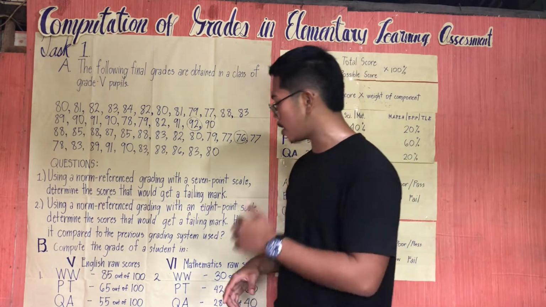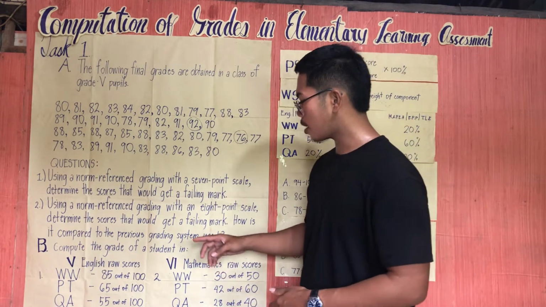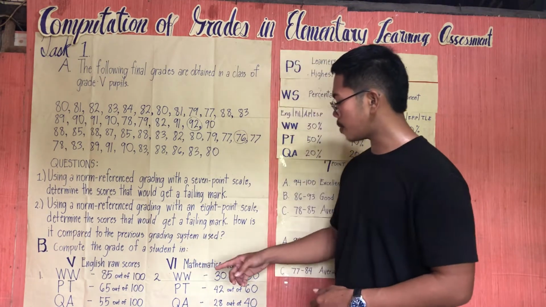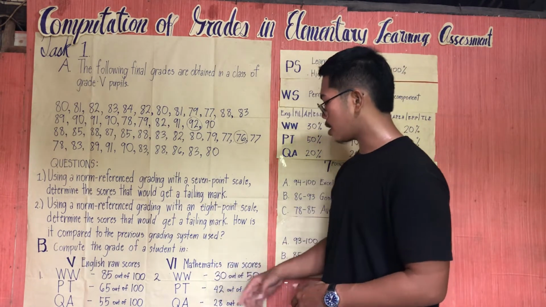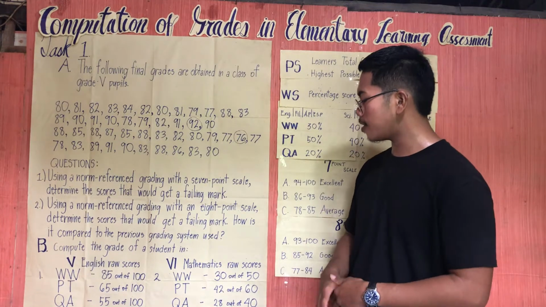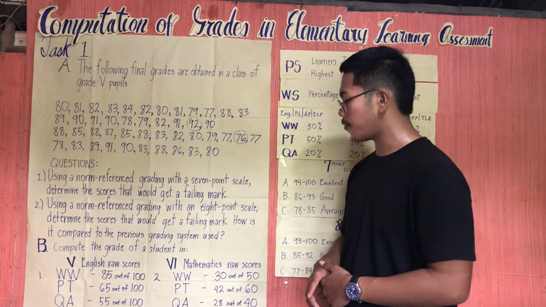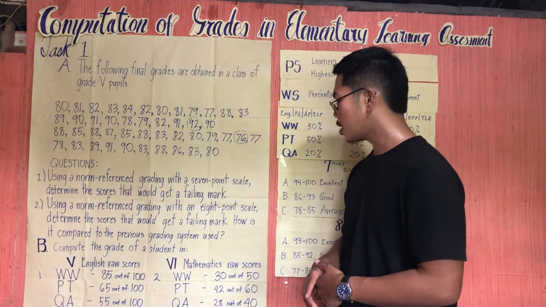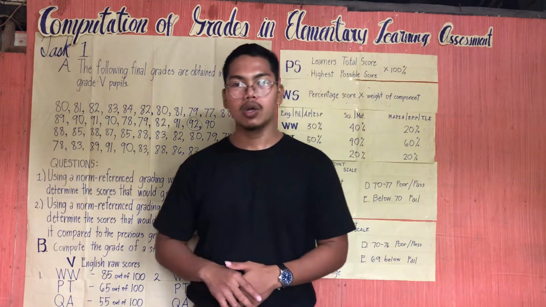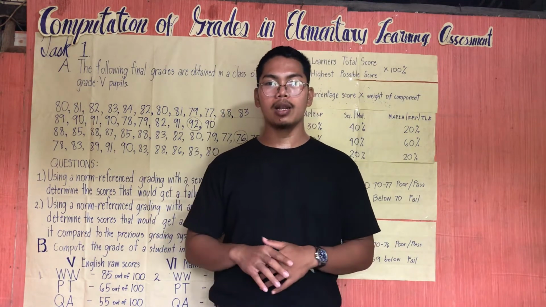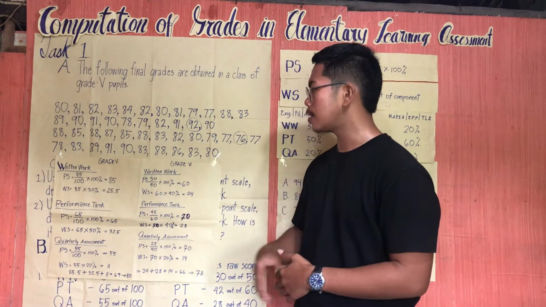Before we proceed again, we will first read question number 2, grade 6 mathematics raw scores. With the written work, 30 out of 50, for the performance task, 42 out of 60, and for the quarterly assessment, 28 out of 40. I will be right back and will paste the solutions here. And now we will proceed.